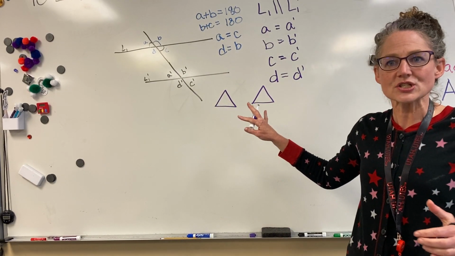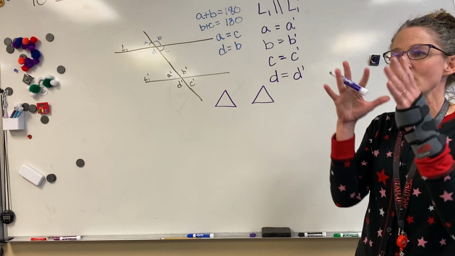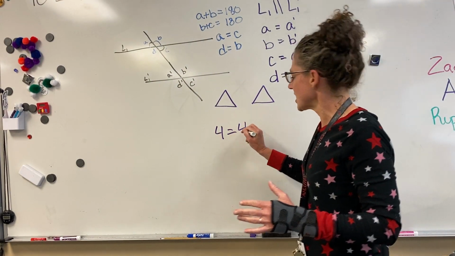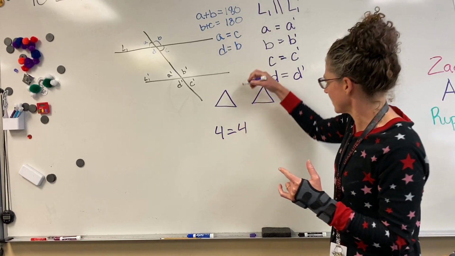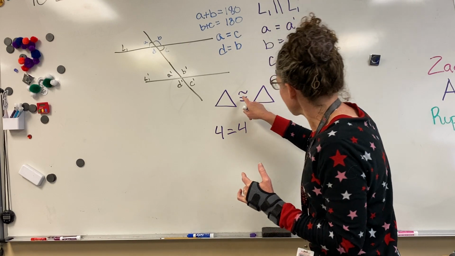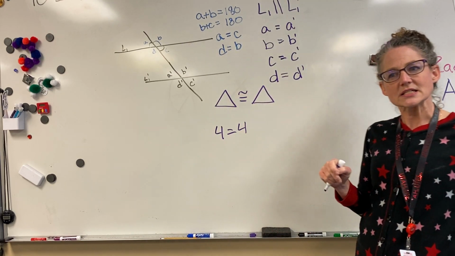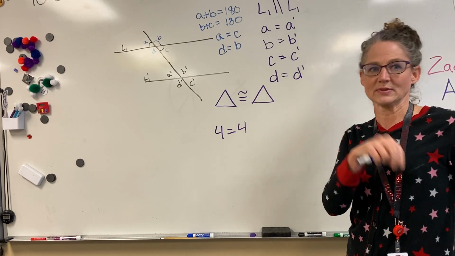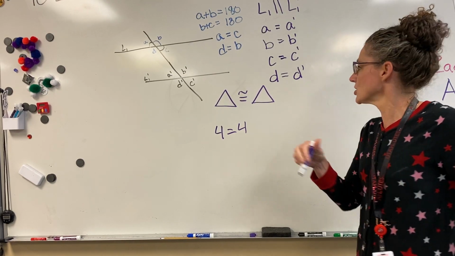Okay, so those two, same lengths, same angles. These two triangles are congruent. So when we have numbers that are equal, like 4 equals 4, I use an equal sign. When we have shapes that are congruent, I use an equal sign with a squiggly on top, and that means congruent. All it means is equal in shape land, in geometry.